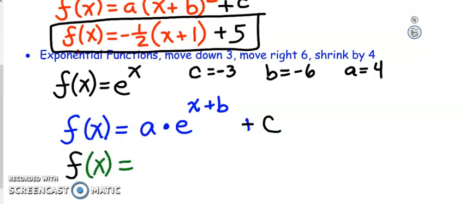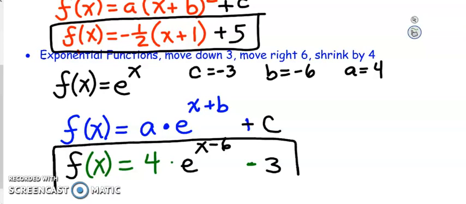And so we know a is 4. Keep the e to the x part because that's part of the original function. We know b is -6. And then c is -3. And that is our function, guys. That's all it is. So this one is very simple and easy. You just have to remember the actual functions themselves and how the portions of the functions work.